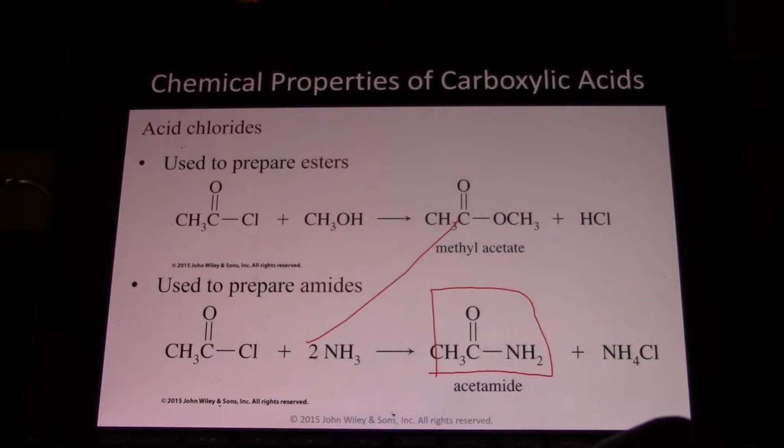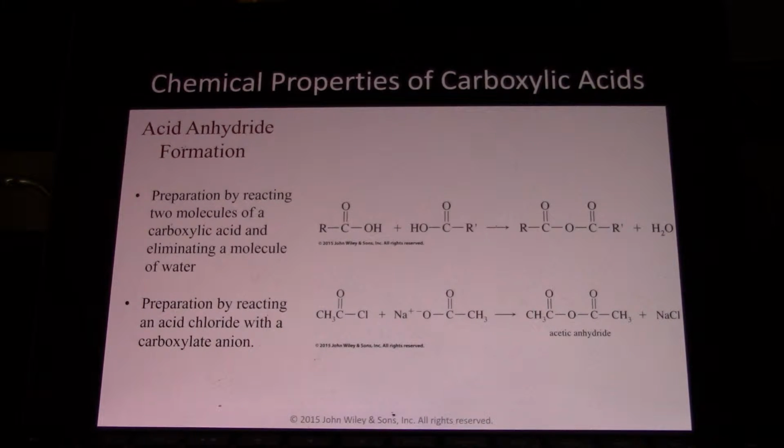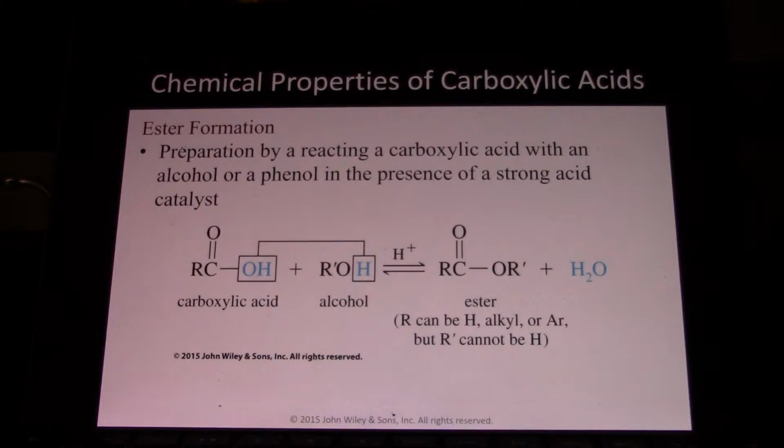And here was the ester. Two carboxylic acids can react and remove water to form an anhydride. So one way to do that is with an acid chloride and then the salt of a carboxylic acid, or you can use a dehydrating agent like P2O5, and that will rip off this water molecule and give you an anhydride. Again, reacting an alcohol with a carboxylic acid gives you an ester.